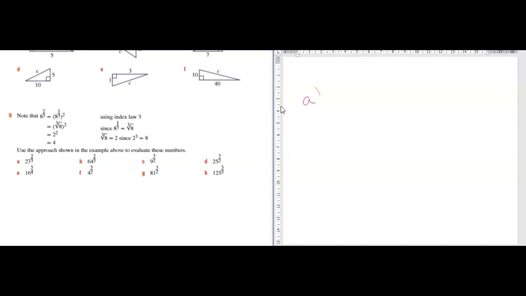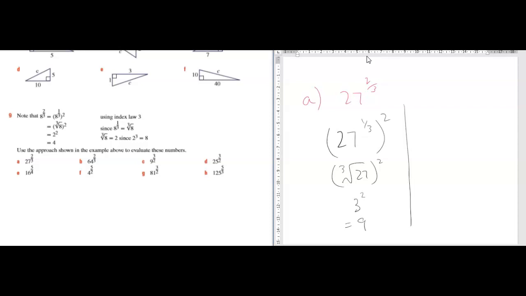Let's have a look at A. Okay, and I'll show you what I mean by doing it 2 ways. So first of all, we could do 27 to the power of a third all squared. So we're taking the cubed root of 27. Again, you don't need to write the root if you understand that that is the cubed root. So what number multiplied by itself 3 times gives you 27? That's 3. So we can do 3 squared, which is 9.